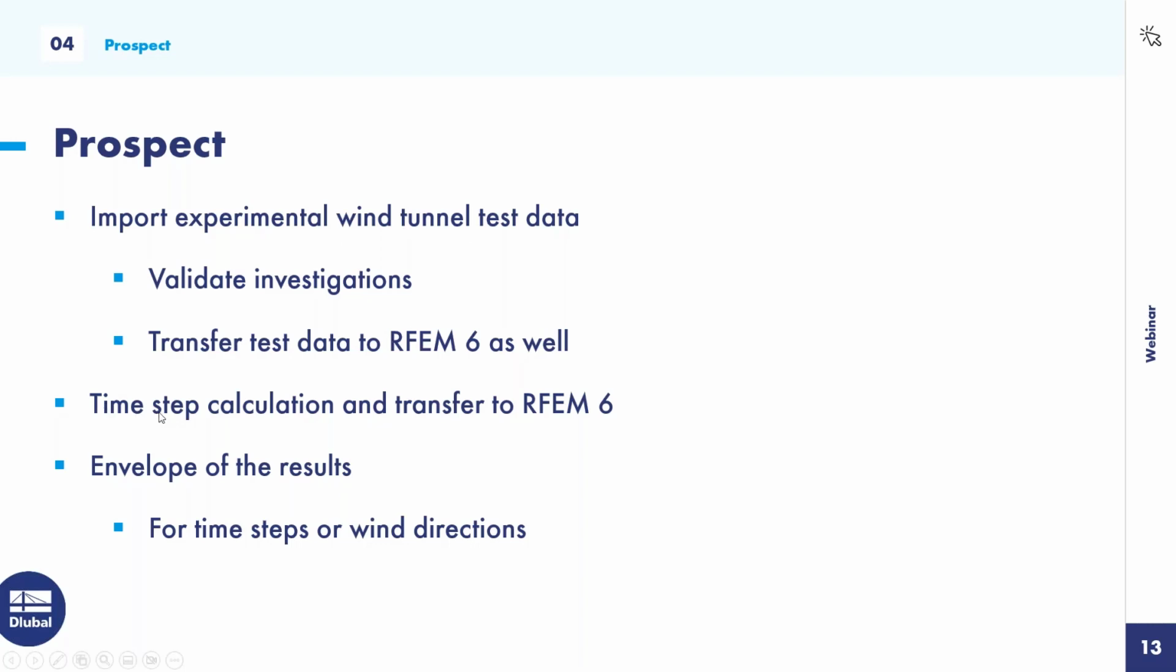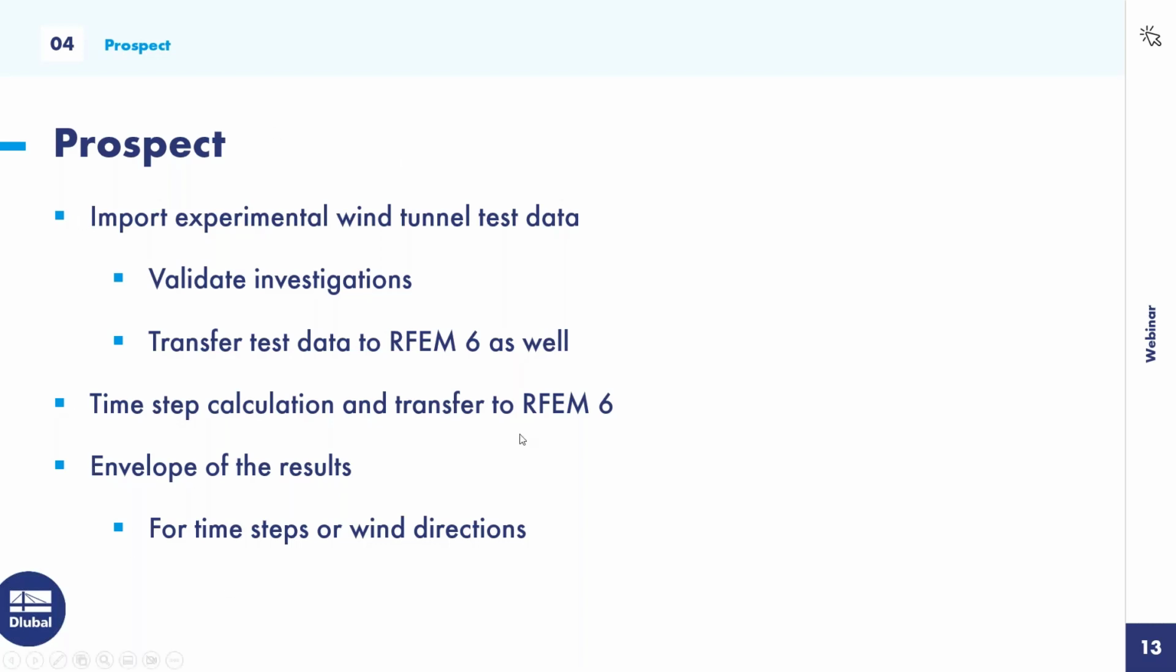The next big part is that we plan to have a time step calculation, which is already possible with the transient calculation, but to have it transferred back to RFEM 6 and combine it with the time history analysis, so that you can check if your structure is swinging a lot over time, and if you have to take some more construction steps to fix it or not.